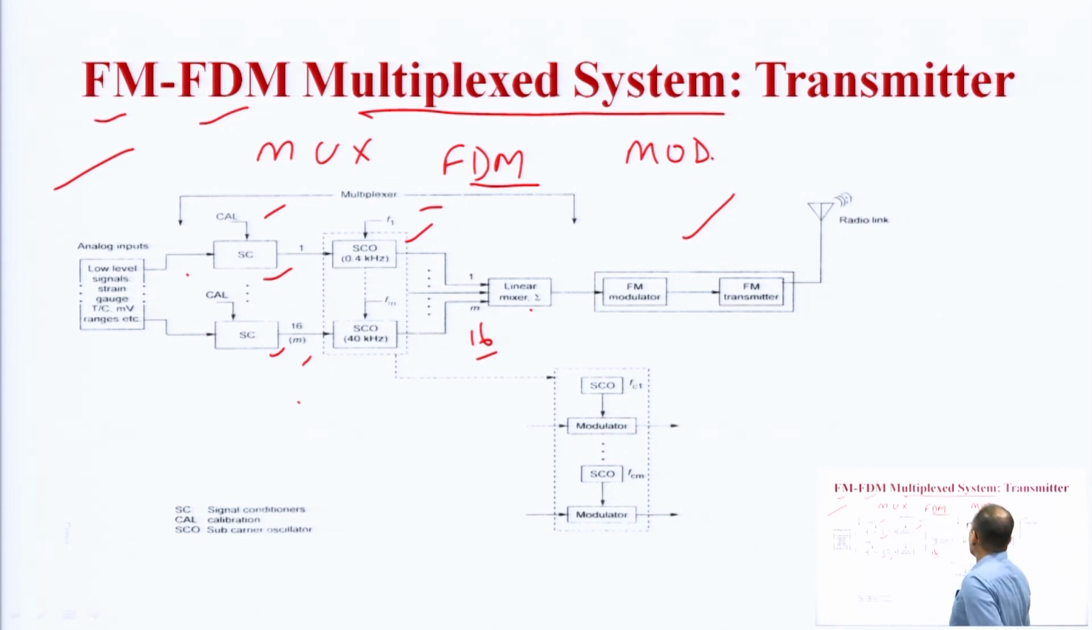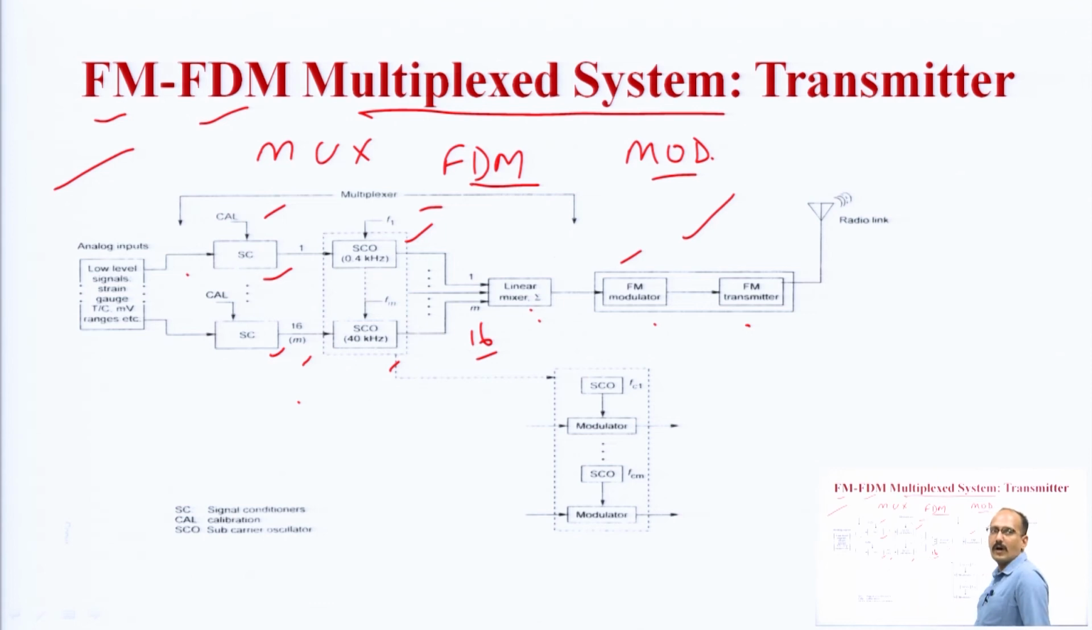Then this output of the linear mixer is applied to the modulation part. In this modulation, first of all you are performing the frequency modulation on this linear mixed signal, or we can say composite signal. Then that composite signal is modulated, and after that, it is transmitted through this antenna by using a frequency modulated transmitter.